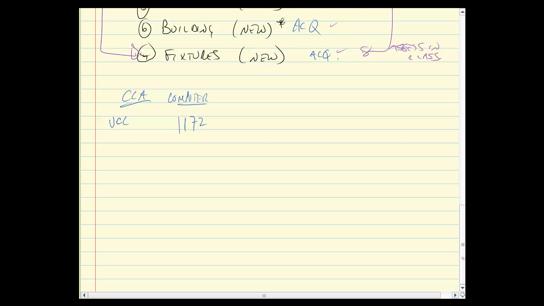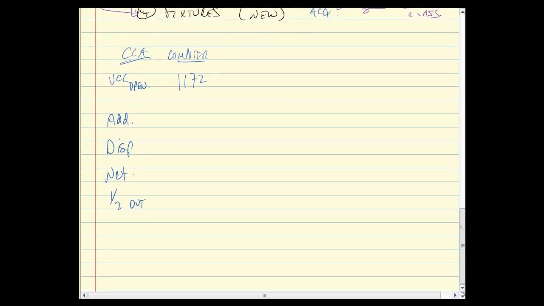What should be the next line on a CCA schedule after opening? What's the next line? Yeah, Alan. Additions. Okay, what's the next line? Sam. Dispositions. What is the next line? Jessica. Net, addition, disposition. Net. Okay, this is important. Then next after that, half year rule. Now I use half out, you can do whatever you want. Something to do with the half year rule. What comes next then?